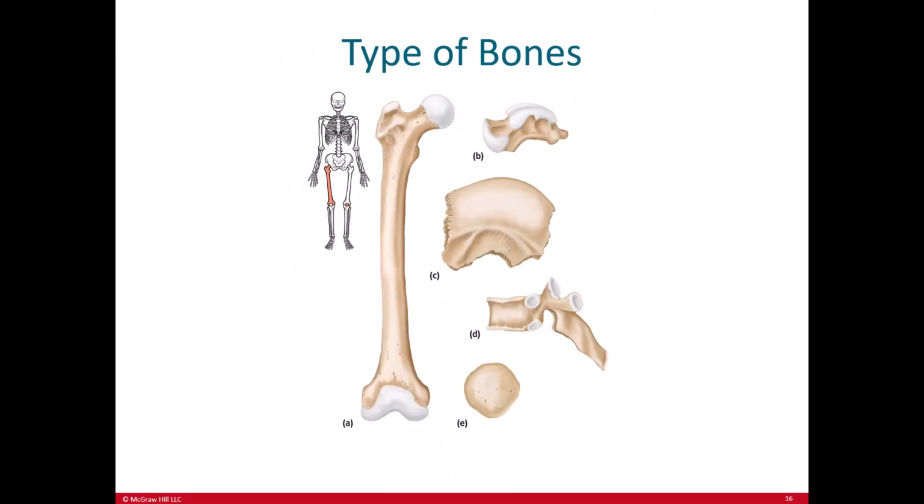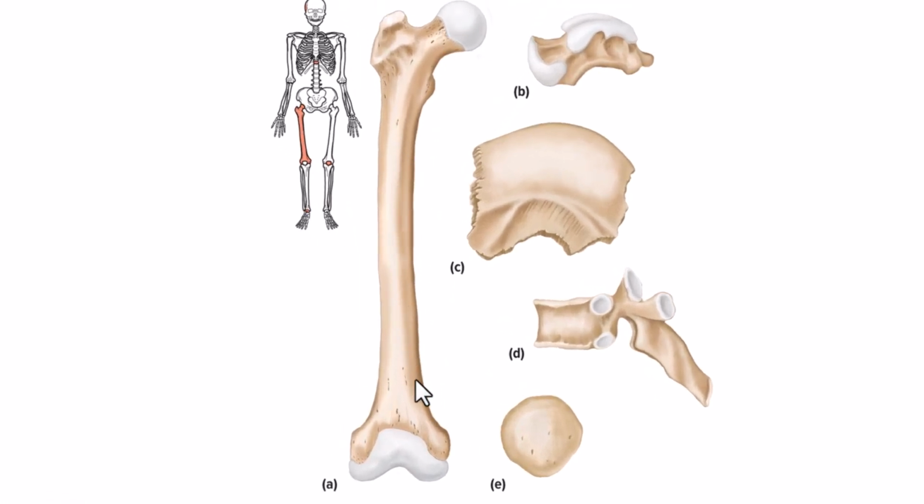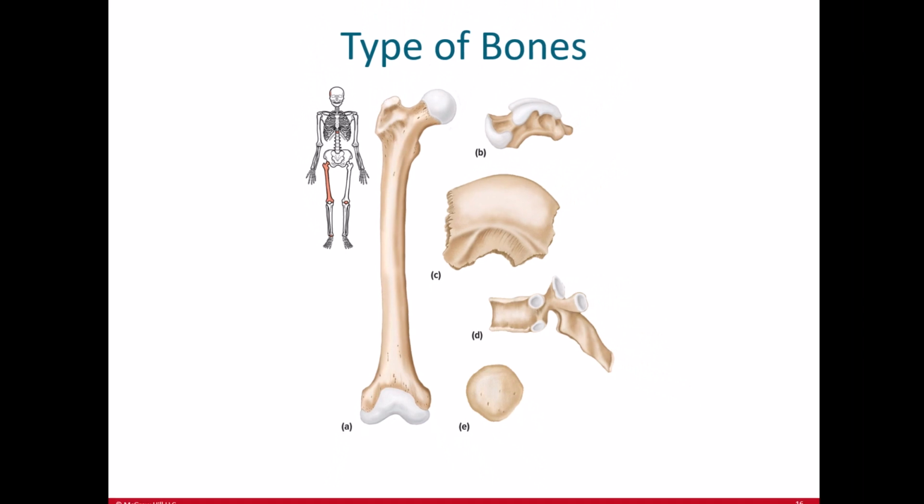As you can see here, we have examples of our different types of bone. So A would be our long bone, B would be a short bone, C is a flat bone, D is an irregular bone, and E is a sesamoid.